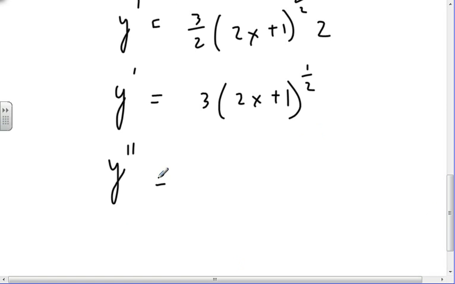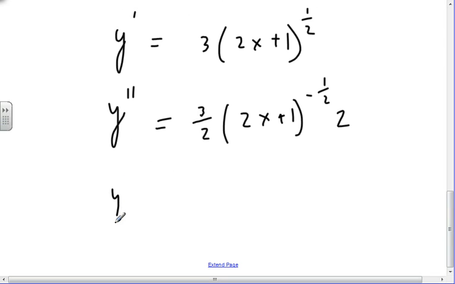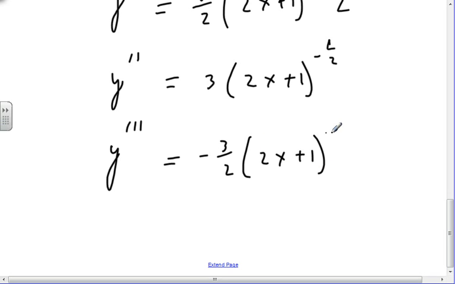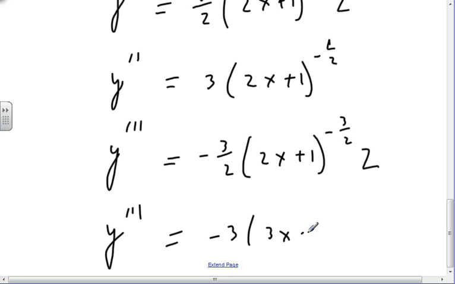y'' = 3/2 (2x + 1)^(-1/2) times 2, so y'' = 3(2x + 1)^(-1/2). y''' = -3/2 (2x + 1)^(-3/2) times 2, so y''' = -3(2x + 1)^(-3/2).